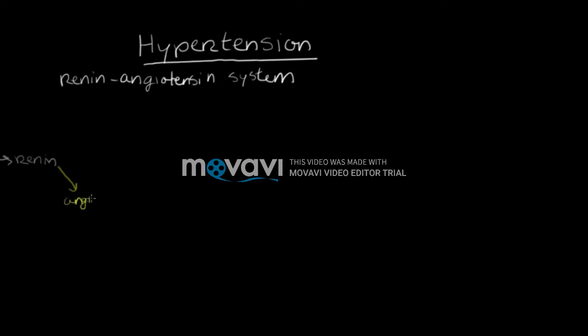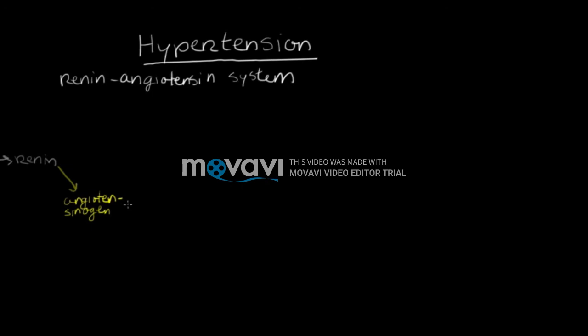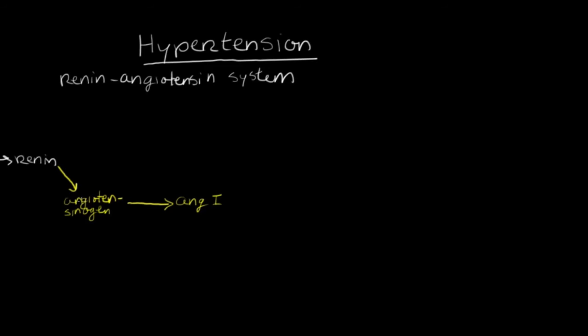angiotensinogen, and I'm going to do it in 2 lines so that it doesn't take up too much space. Angiotensinogen, I can't speak, to be converted into angiotensin 1. So let's just put Ang1. Angiotensinogen is going to be a protein, an inactive protein that is produced in the liver, and that then gets converted to angiotensin 1 when the kidney releases renin.